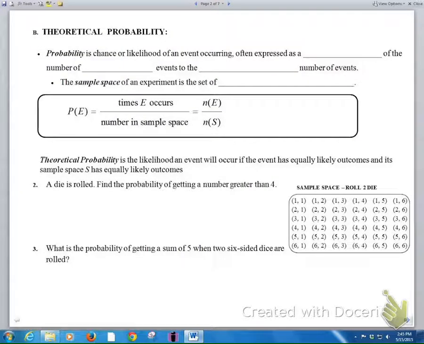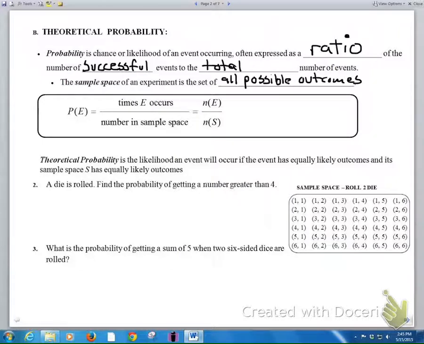Okay, so theoretical probability. Probability is chance or likelihood of an event happening, often expressed as a ratio of a number of successful events to the number of total events. So that's what that probability is: the number of times the event occurs and the number in the sample space. And the sample space of an experiment is all the possibilities. So you mostly work with theoretical probability.